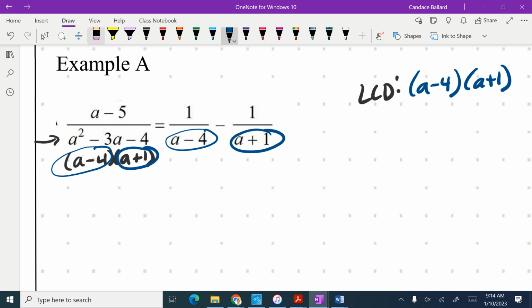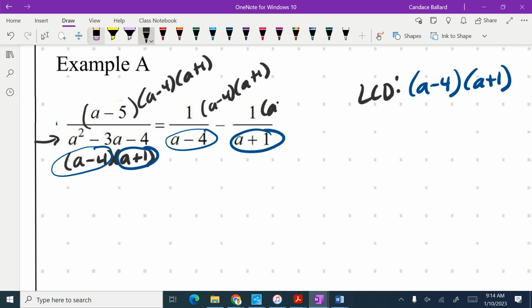Okay. I have an equal sign. What's the next thing I need to do? What have we done in the last 3 examples? We have to multiply by that LCD, right? Everything gets multiplied by the LCD. So I've got to multiply by A minus 4 times A plus 1. And I know that's a pain. We're lazy and we don't want to write all that out. We're going to. Okay.